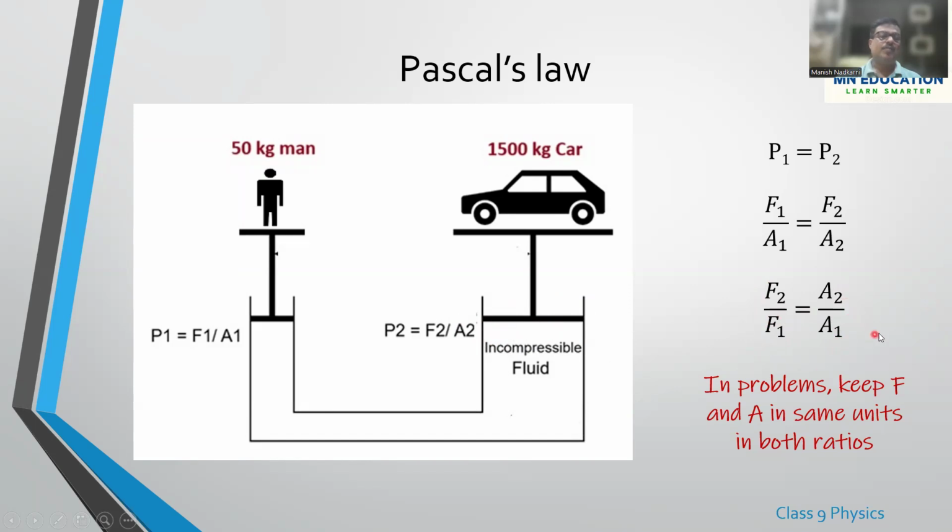But remember one important point: in doing this calculation, the units of F1 and F2 need to be the same. Both could be in Newton, both could be in kgf, both could be in gram force, anything is okay, but both should be in the same unit. Similarly, A1 and A2 also should be in the same unit. It could be meter square, centimeter square, or millimeter square. The units should be the same for both A1 as well as A2. So keeping the unit same, you can then calculate these ratios and get your answer.